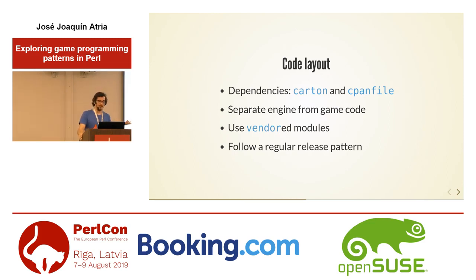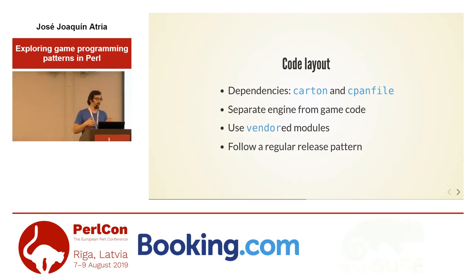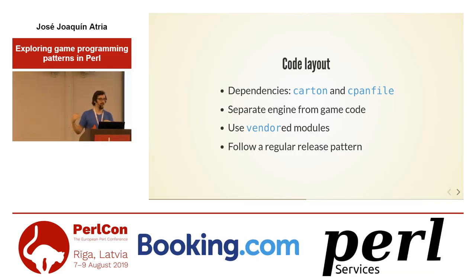Very soon after I started writing the game, I figured that it was a good idea to keep the engine code and the game code separate. And since I'm using some modules that I'm developing separately, and I haven't released yet, I'm using this feature where I can just put them into a vendor directory and manage them like any other dependency. And I'm following regular release patterns with that so that I can keep track of which version I'm using in the game and which version I have while I'm developing this for something else. And this has been working really well for me.